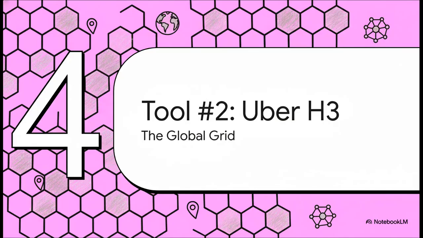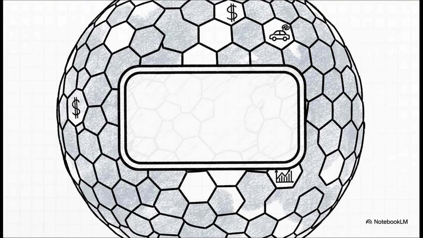Okay, next up is a really brilliant tool that came out of Uber called H3. The whole idea here is to stop thinking about messy, infinite points on a map and instead to give us a perfectly neat and tidy grid that covers the entire planet. And here's why it's so special. H3 covers the whole world in a grid of hexagons, kind of like a global honeycomb. So why hexagons?